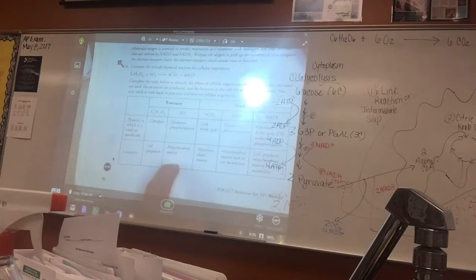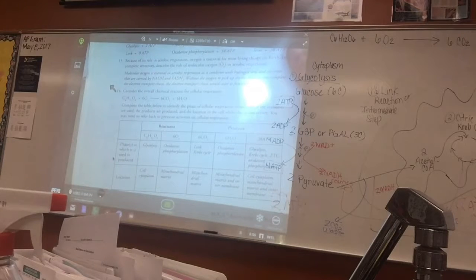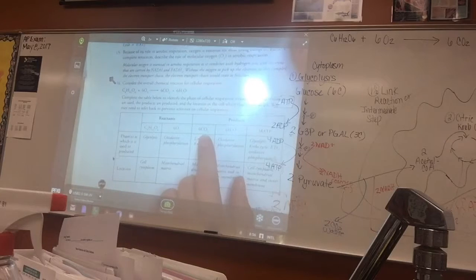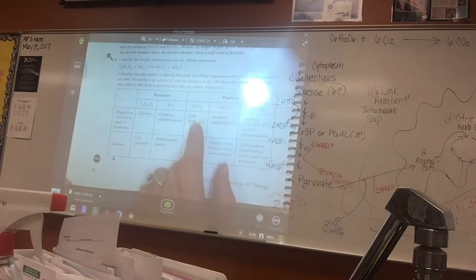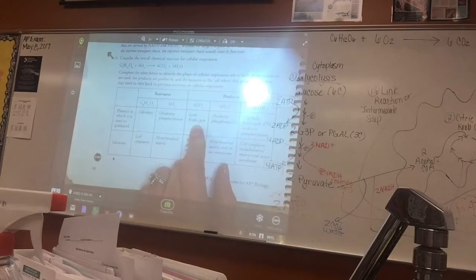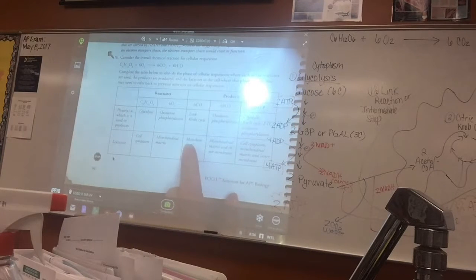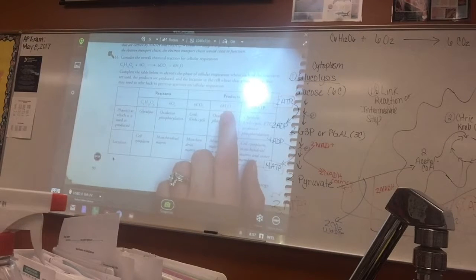A lot of people put for this the electron transport chain, but if you look on the board, where oxygen is actually used is on the other side, at the end of the electron transport chain, so it's not actually part of it, it's in the matrix there. Then the product, CO2, where is CO2 produced? In the link reaction and in the Krebs cycle. And location is in the matrix there. Both of those occur in the matrix.